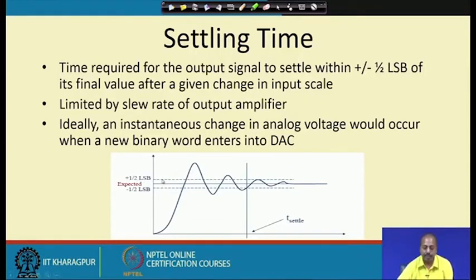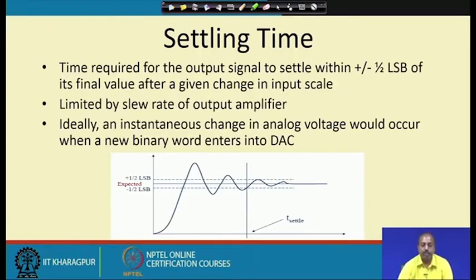So, if you take that region as the region of compromise, then when the output becomes confined within that range, we are happy. Then it settles down. So, this time is the T settle or settling time, starting from the change in the digital input to this settling time. So, this is known as T settle. This is the time required for the output signal to settle within plus minus half LSB of its final value after a given change in the input, that is the input digital value. So, that is the settling time for the DAC.